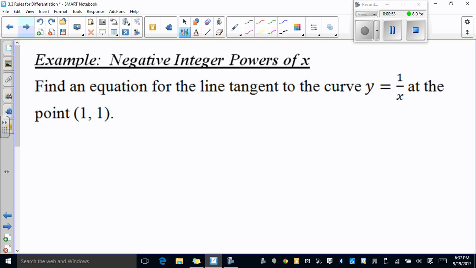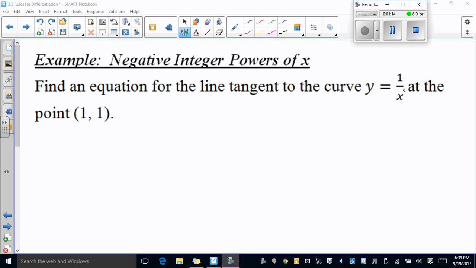So let's look at some examples. Okay, so in this one, find an equation for the line tangent to the curve y equals 1 over x at the point 1, 1. Go figure, y equals 1 over x. You're going to want to change this. This is where your exponent rules are going to come in really, really handy.